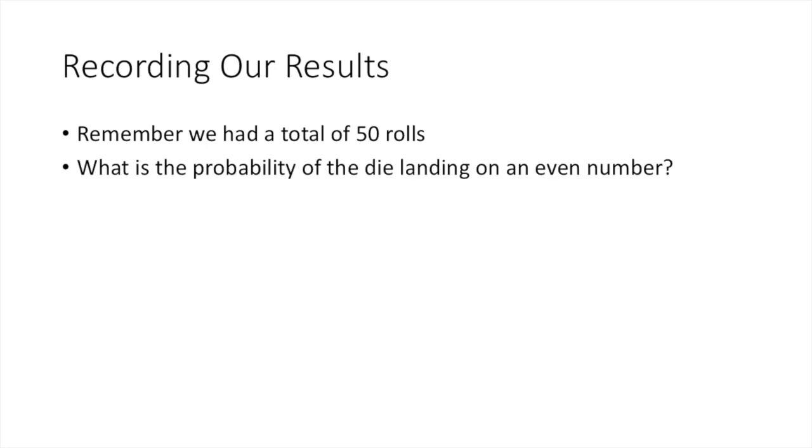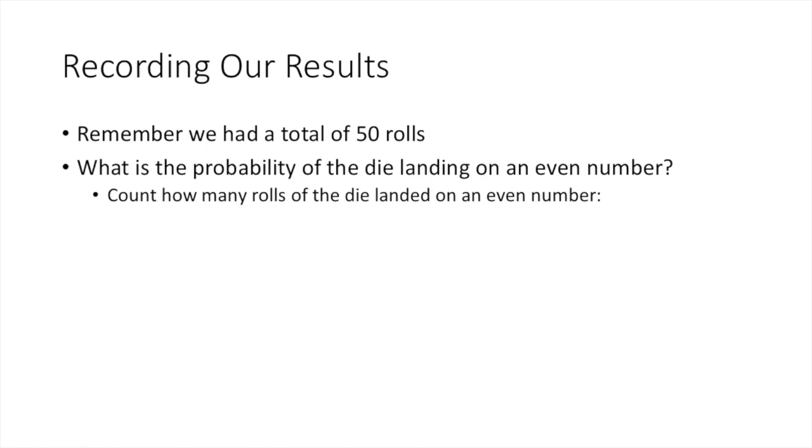It's time for step 3, or recording and analyzing our results. Remember, we started with a total of 50 rolls. It is time to answer the question that we first discussed in our hypothesis. What is the probability of the die landing on an even number? In order to calculate this, we're going to count how many rolls of the die landed on an even number. In order to do this, go back to your data and count how many total 2s, 4s, and 6s you had, and then record them on the sheet as well. I had 26 even rolls.